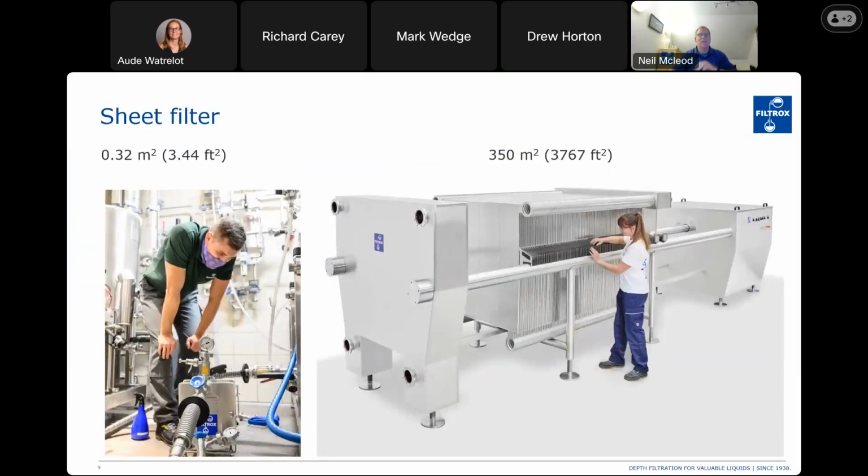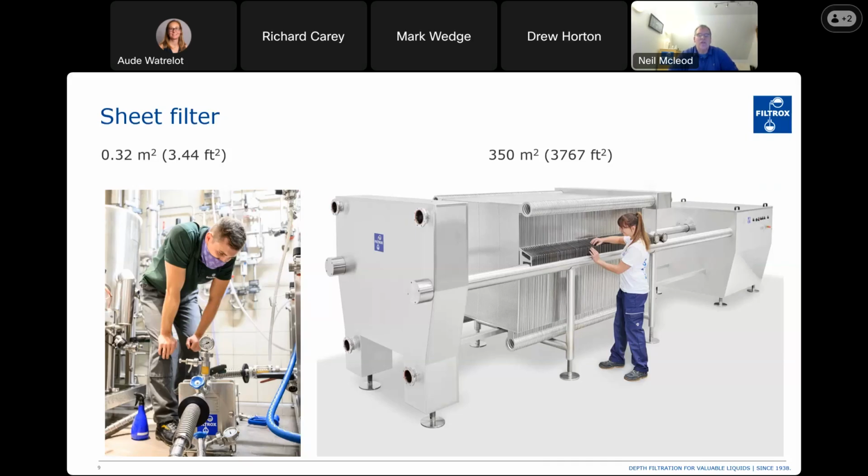So now we can look at how we actually retain this depth filter media in a mechanical piece of equipment that we can use in the winery. And here we have two extremes. On the left, we have an operator looking at what we would call a 20 centimeter filter press, and that would be 8-inch square filter sheets that would fit inside that press. And each filter sheet there would offer about 56 square inches of filter area.